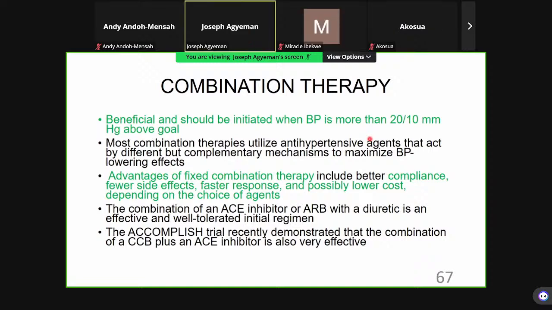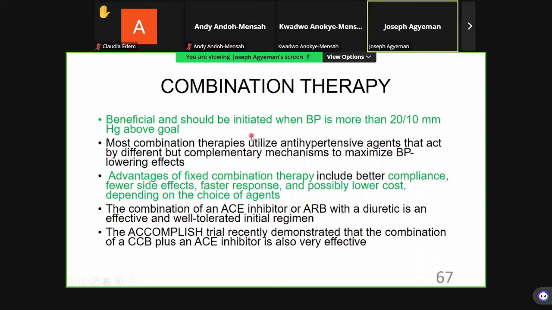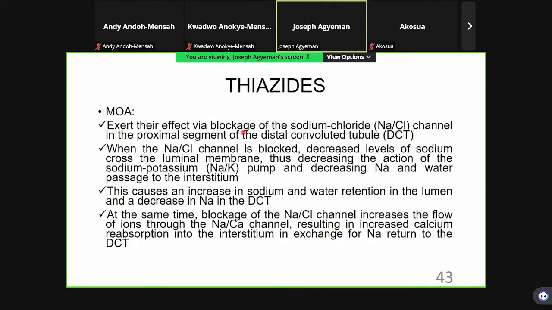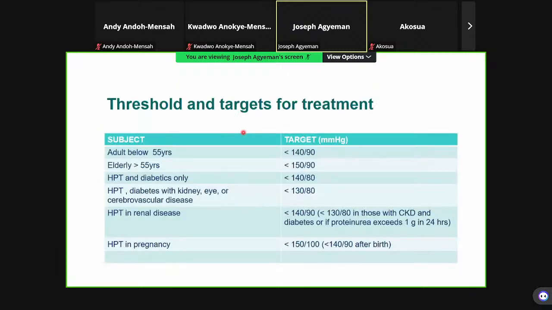Therapeutics proper. So, as I said, combination therapy rather than monotherapy is popular nowadays. Simply because normally subjects who have hypertension will present with BPs that are more than 20 systolic over 10 diastolic above their goal. So you remember the goals. You remember the goals that we stated, depending on age, depending on comorbidities. We stated some goals. Yes. So these are the targets, treatment targets.